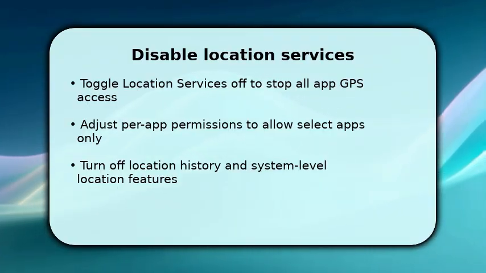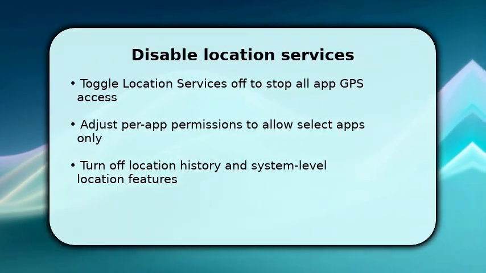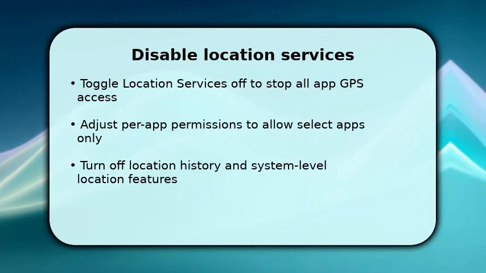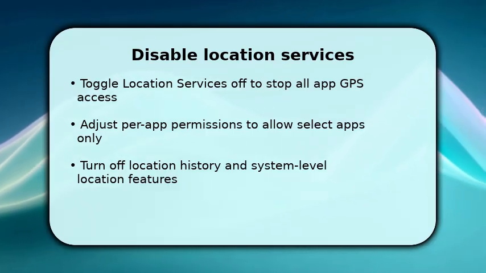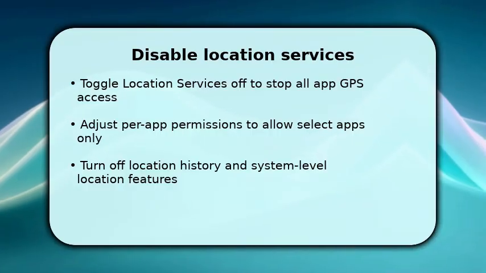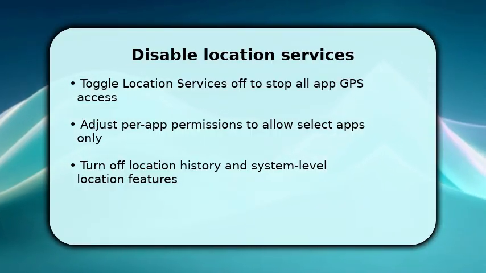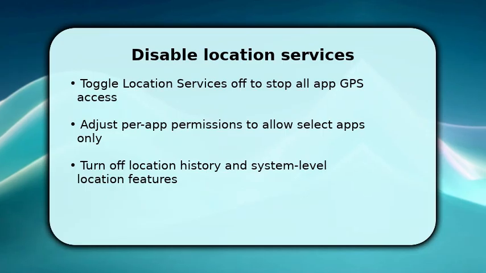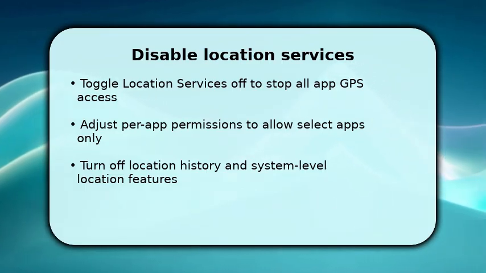Set apps to never or while using the app. For Android, disable Google Location History. For iOS, disable Significant Locations. Also check system services like Wi-Fi networking and Bluetooth location, and turn them off if you want stricter privacy.